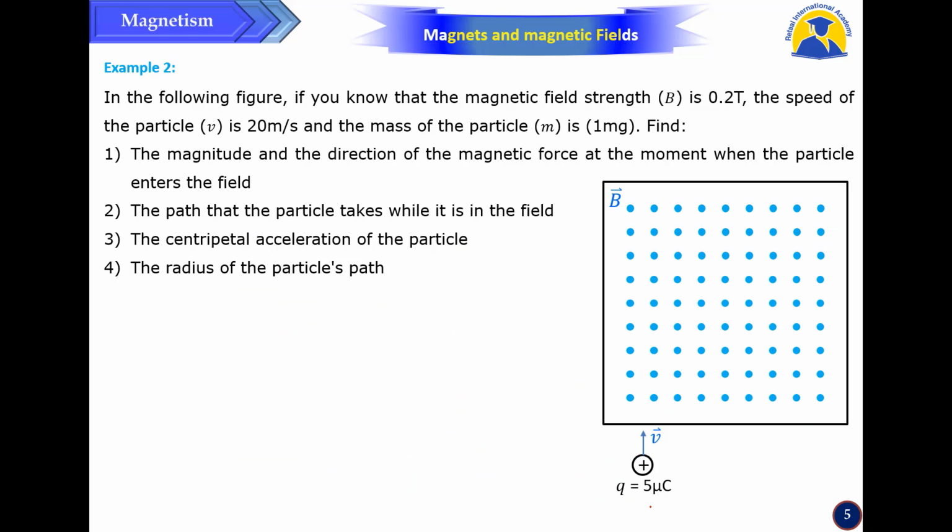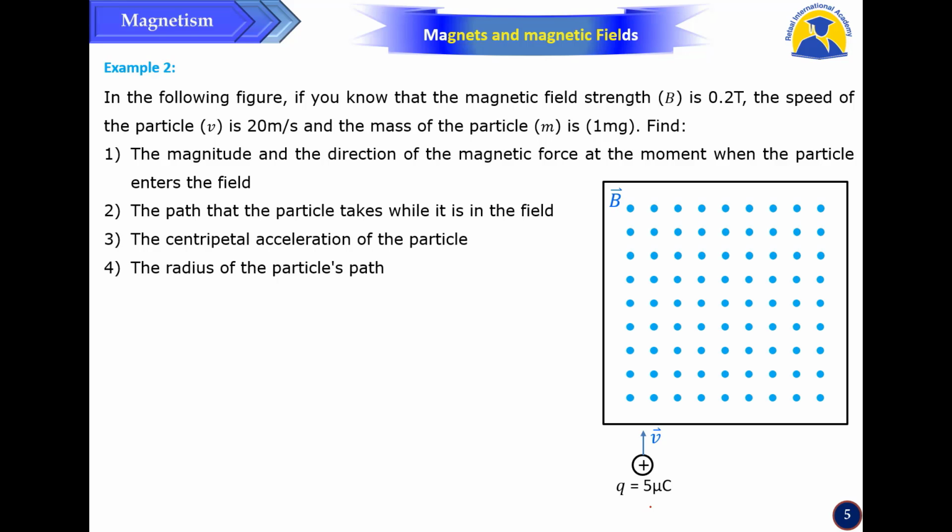Example 2. In the following figure, if you know that the magnetic field strength B is 0.2 Tesla, the speed of the particle V is 20 meters per second, and the mass of the particle is 1 milligram. Find 1: the magnitude and the direction of the magnetic force at the moment when the particle enters the field.